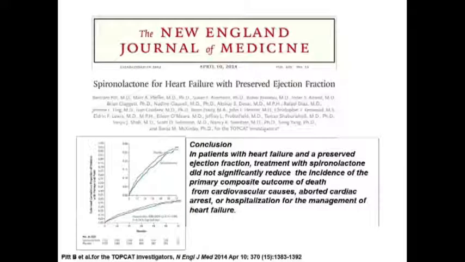I just want to say spironolactone has been double-blind randomly compared to placebo in patients with HFpEF. And unfortunately, in patients with heart failure and preserved EF, Spiro did not significantly reduce the incidence of the primary composite outcome of death from cardiovascular causes, aborted cardiac arrest, or hospitalization for the management of heart failure.